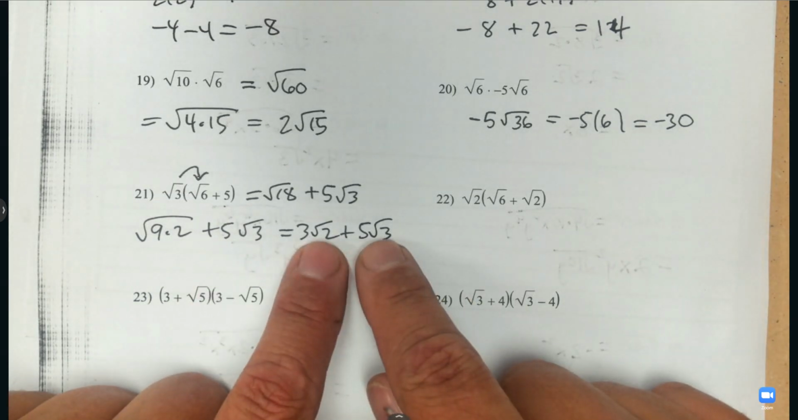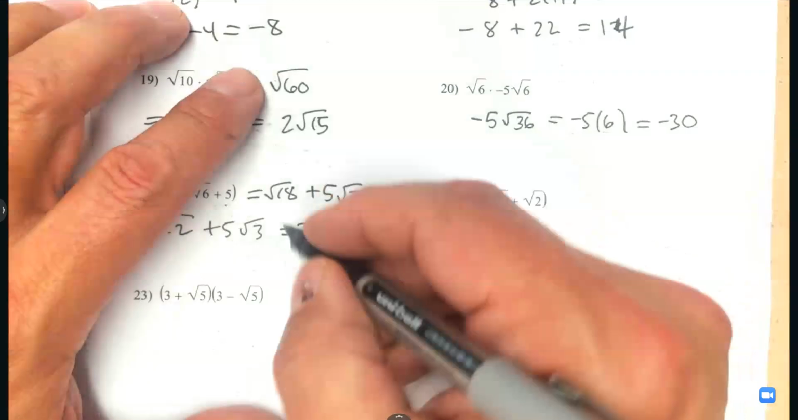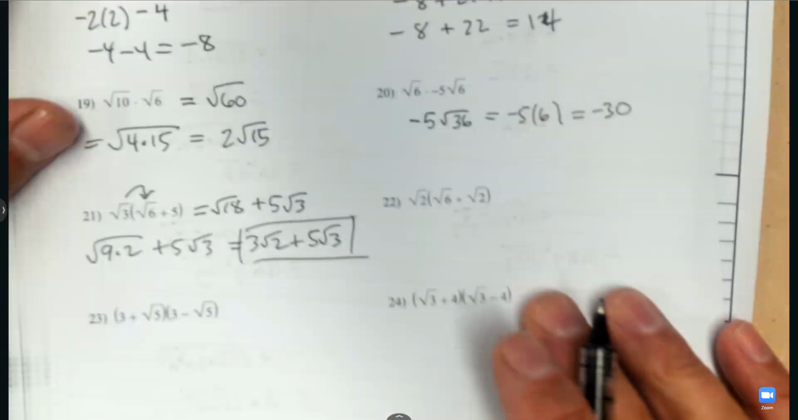Anyways, these are not like radicals. So these radicals are different numbers, so you can't add them together. They have to match exactly.